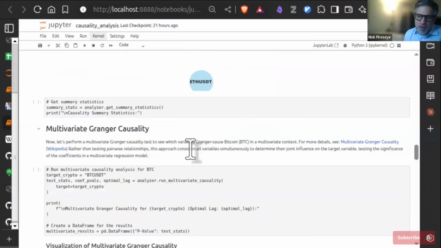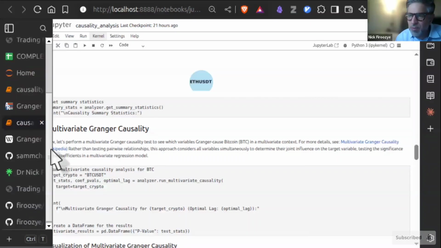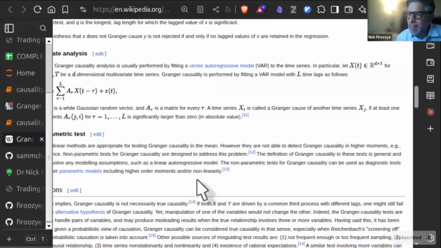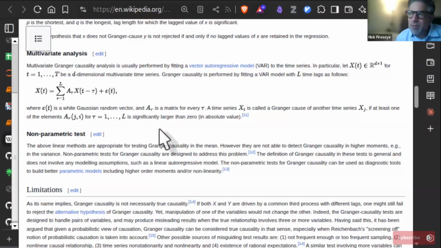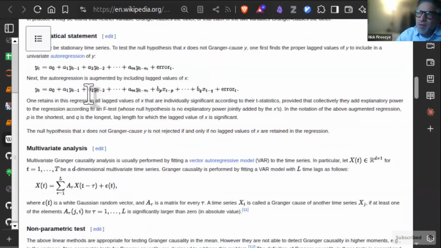Okay, so now multivariate causality is sort of the next level of complication when it comes to Granger causality tests. Multivariate causality is basically saying that we're going to try a model with many possible variables in it. And here, let's go back to the Wikipedia page because it actually gives an explanation. In the multivariate causality, we fit what's called a vector autoregression, and it doesn't actually explain it that well. I mean, it's in here if you pay attention.